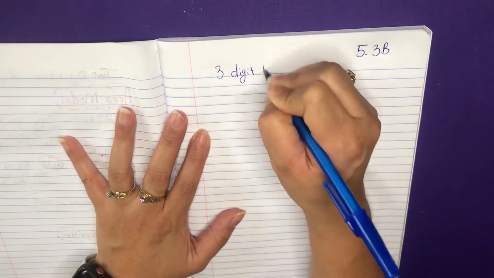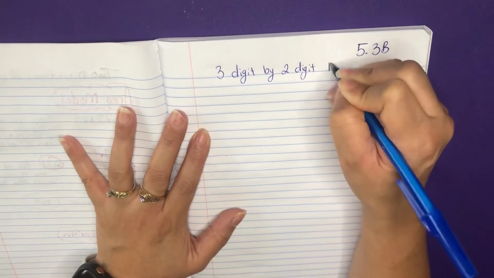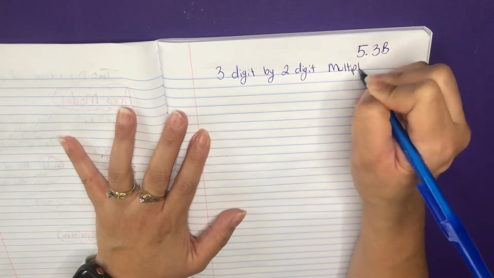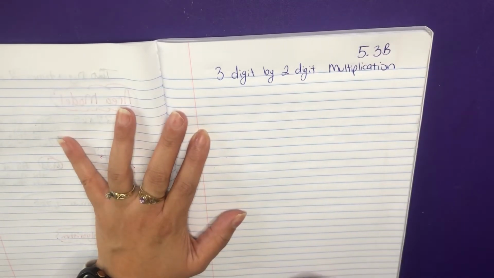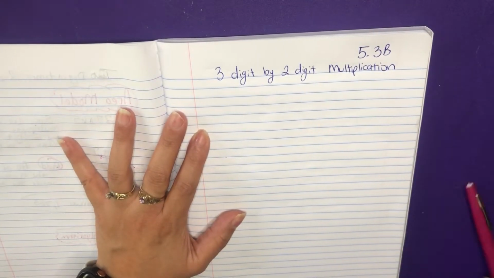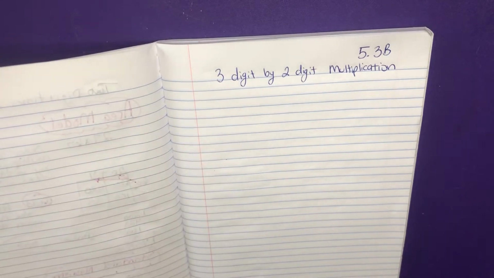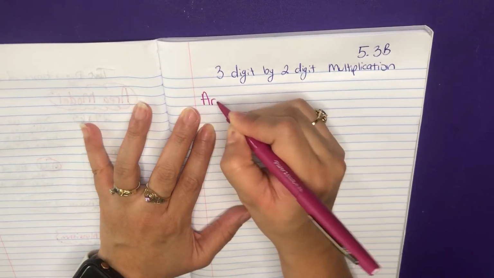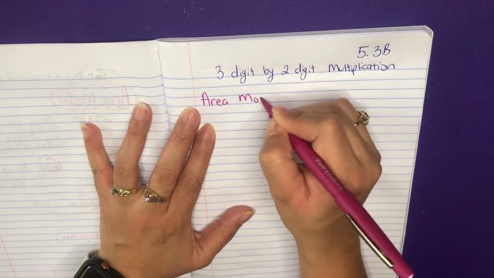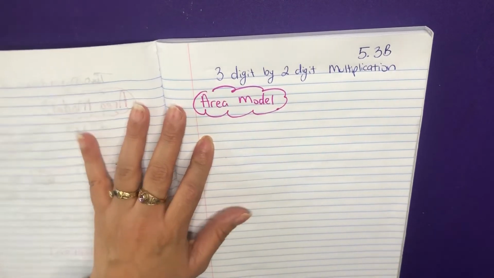3-digit by 2-digit multiplication. Okay, so we're going to be using 3 digits by 2-digit multiplication, and we're going to start with the area model, just like we did for 2-digit times 2-digit multiplication. So again, with your pen, you're going to write area model so we can review the area model method.